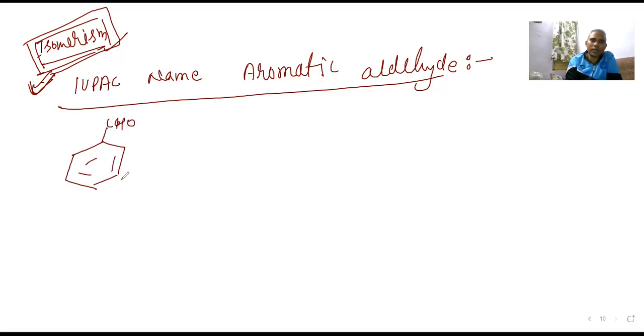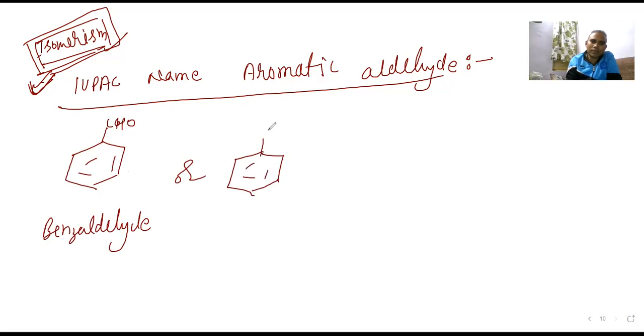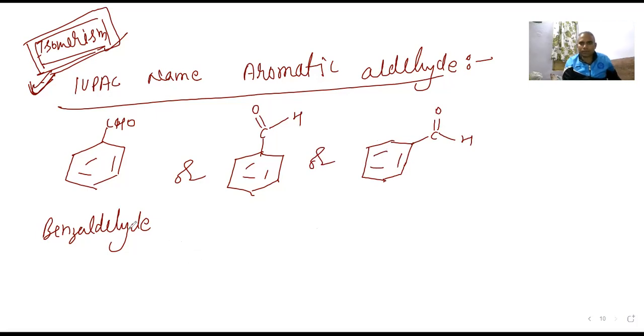This is the compound CHO. This is what is known as, already I told you, benzaldehyde. This representation can also be drawn this way: one can represent this compound with C double bond O and here is H. Another representation is also possible, the same way, with C double bond O and here is H. So these are the representations of benzaldehyde.